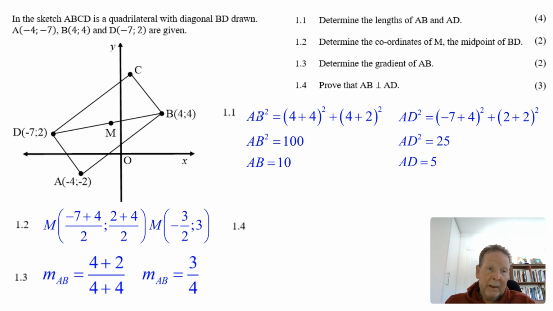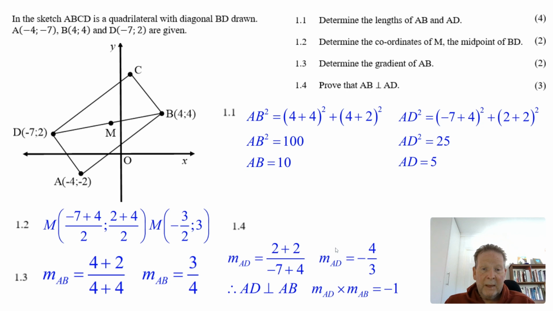Prove that AB is perpendicular to AD. Well, if they're perpendicular, the two gradients need to multiply to equal negative 1. We know the gradient of AB is 3 over 4, so all we have to do is figure out the gradient of AD. And we've done that work. There's the change in y, which is 4. There's the change in x, which is minus 3. And minus 4 over 3, well, that means minus 4 over 3 times 3 over 4, that equals negative 1.